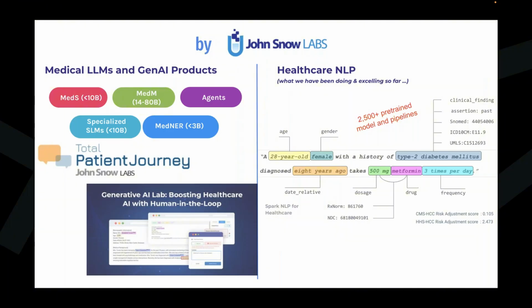That's why we have more than 2,600 pre-trained models and pipelines that you can still use. Of course, we are using LLMs as well, right? On the left side, we have different solutions like total patient journey, generative AI lab, etc. And we have different sizes of models as well, like specialized small language models, which are less than 10 billion in size, that you can go ahead and use with the same library that you see on the right-hand side, which means that we have LLMs to extract entities as well, but we fine-tuned that LLM to extract entities.